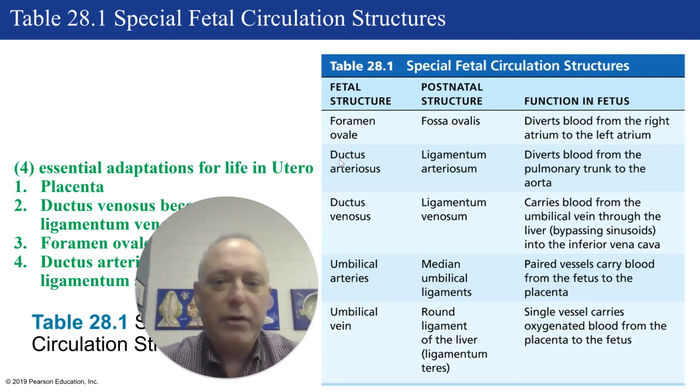And here is a summary showing the foramen ovale diverting blood from the right to the left atria, the ductus arteriosus, which diverts blood from the pulmonary trunk to the aorta, bypassing the lungs, the ductus venosus carries blood from the umbilical vein, bypassing the liver, and then we've got two umbilical arteries and one umbilical vein. The umbilical vein is what carries the oxygenated blood from the mother through the placenta to the fetus.